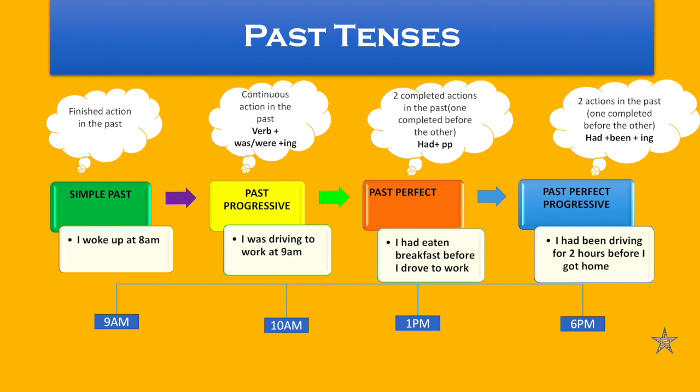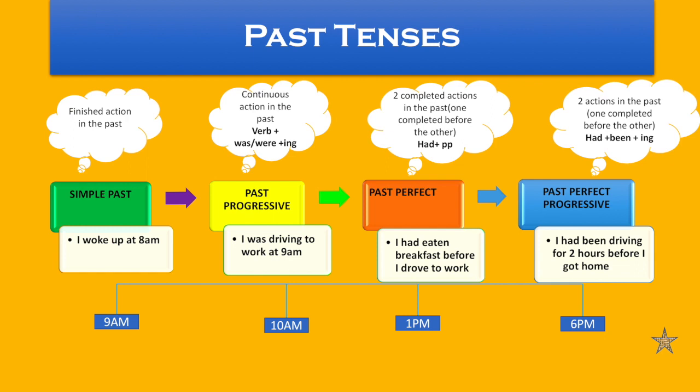Now, I had been driving for 2 hours before I got home. This is telling me that two things happened in the past. One, you were driving, and two, you got home. So the first action is driving, and then you got home.